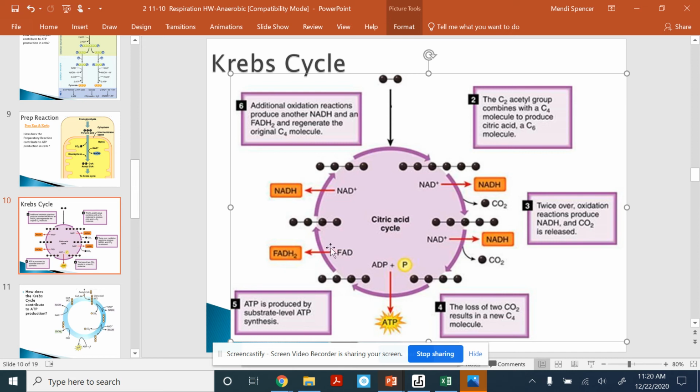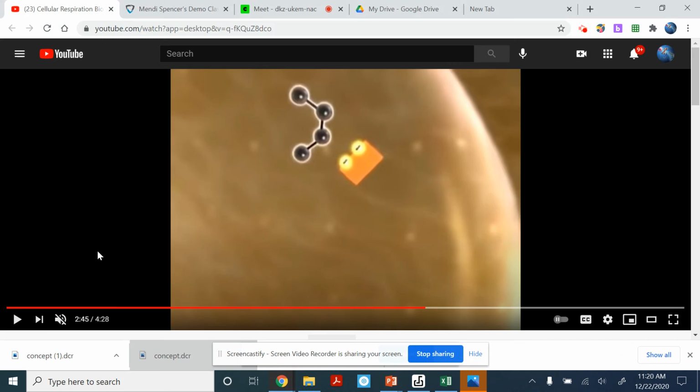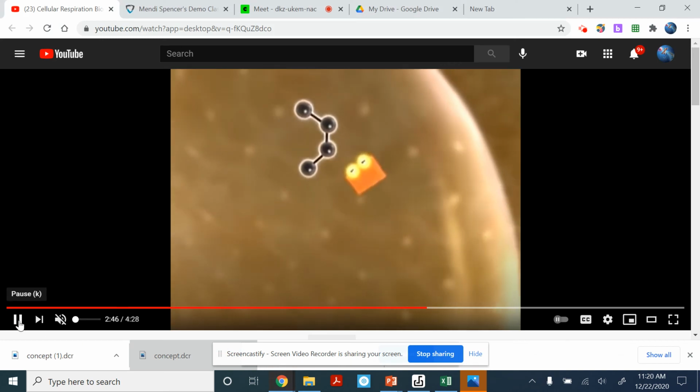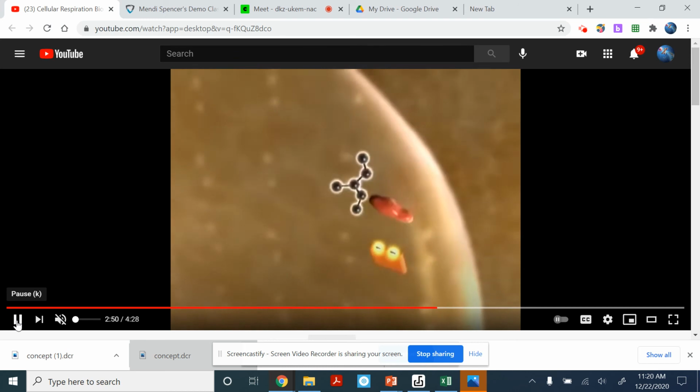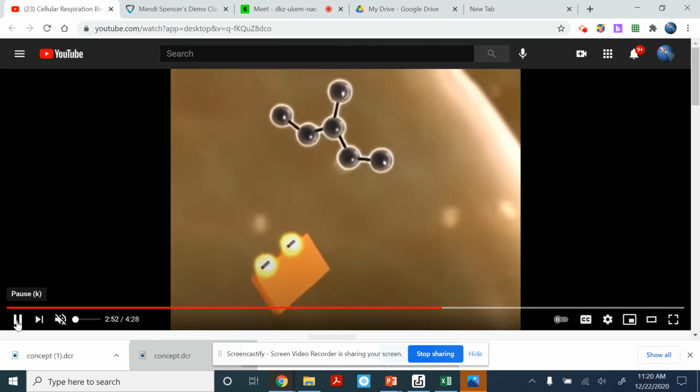That's why this is the cycle, guys, because the molecule that's needed to combine with acetyl coenzyme A gets remade in this process, so it can bind to another acetyl coenzyme A. So that's why it's called a cycle. Now the Krebs cycle is over and we have all these buses. Here comes the next; it's just starting all over again.